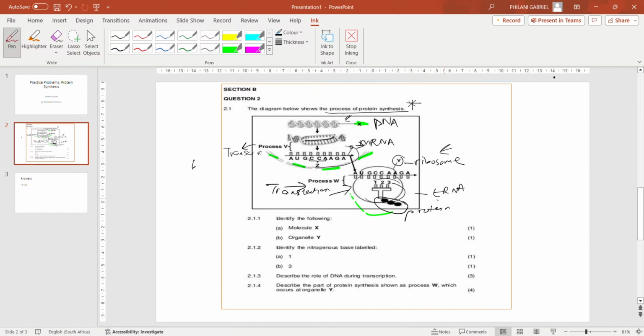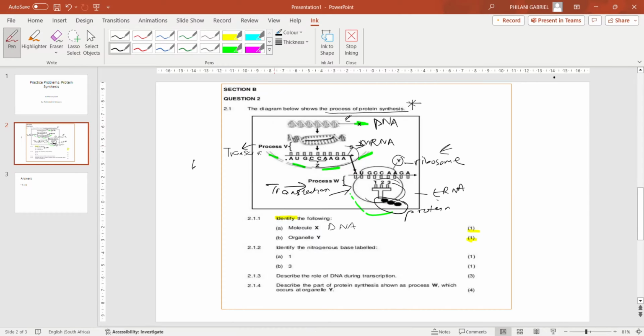So going into the questions, 2.1.1 says identify the following. When they say identify, this keyword simply means that you have to state, or you have to just name, or you have to just look around for that particular thing and write it. You don't need to explain anything. You can see it's even 1 mark. So molecule X, we have said, is a DNA molecule. So we can write here and say this is DNA, because we saw that it has got a double helix shape and it's inside the nucleus.